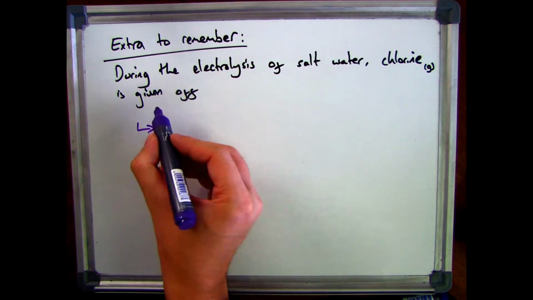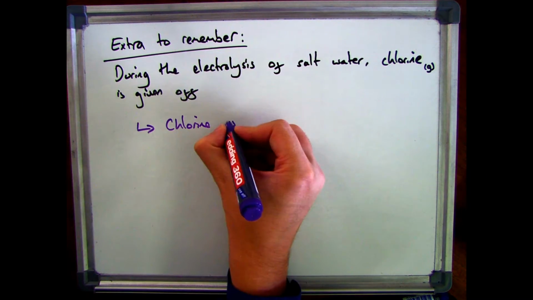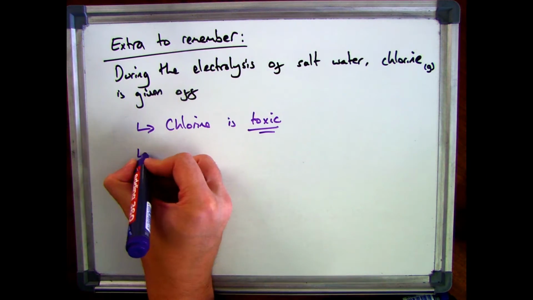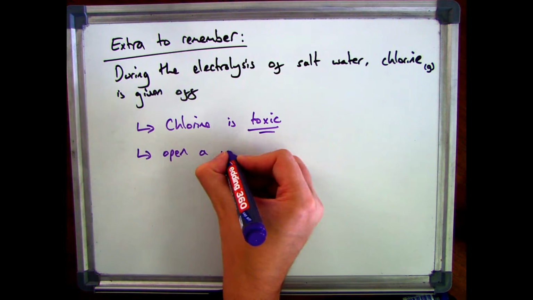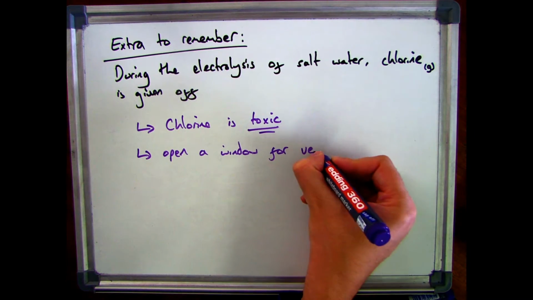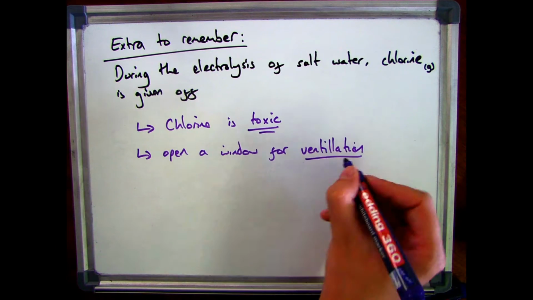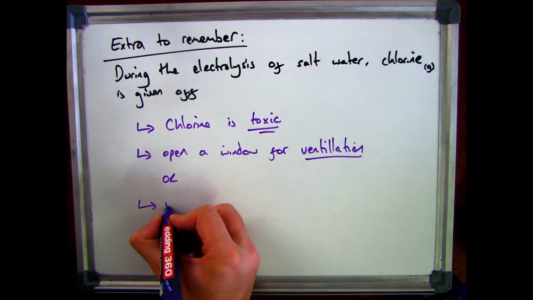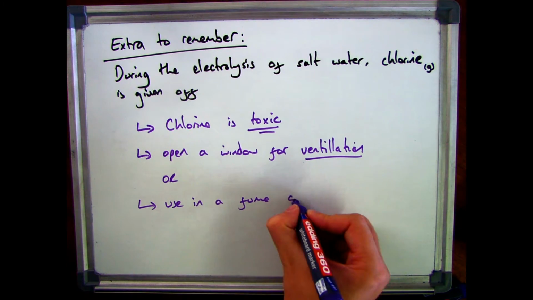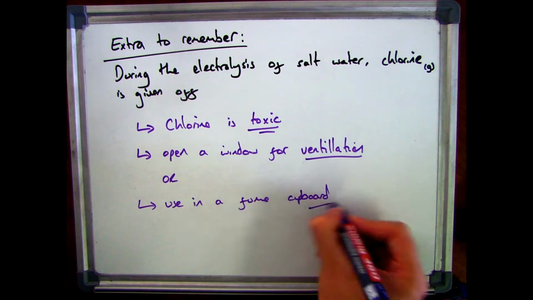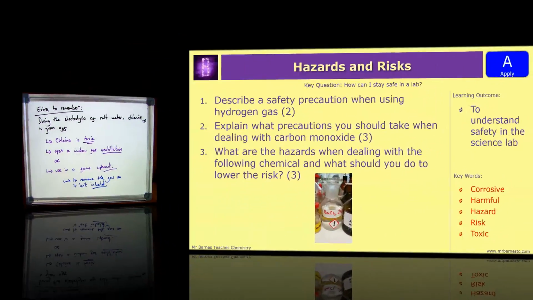One final precaution then is the electrolysis of salt water, or indeed any reaction that gives off chlorine or a toxic gas. So the key thing to note from this, as I've said, is chlorine itself is toxic, so you need to open a window and get some ventilation in, or alternatively use a fume cupboard which will extract the fumes for you so you don't breathe them in.